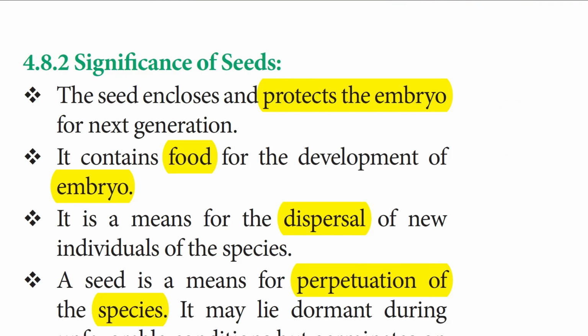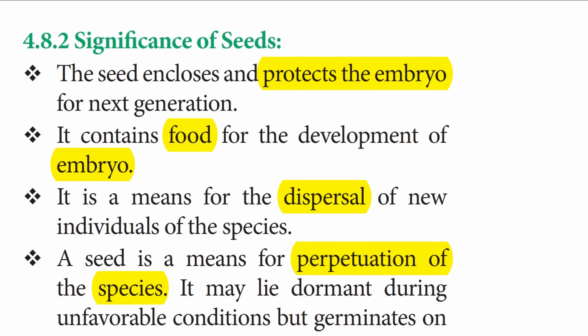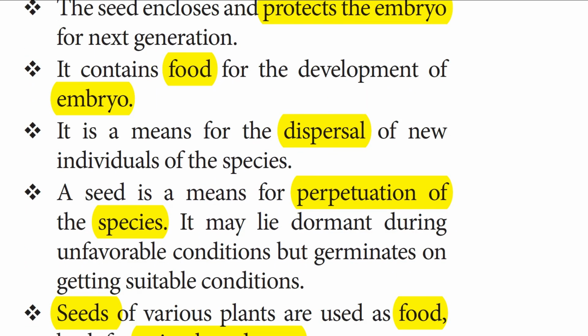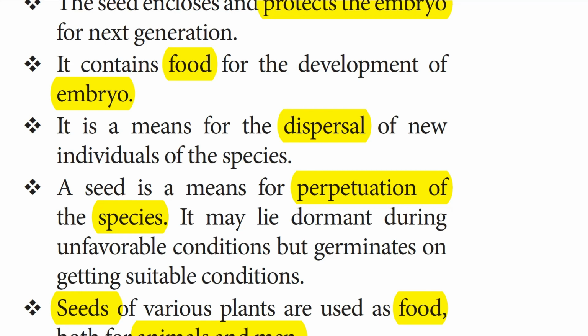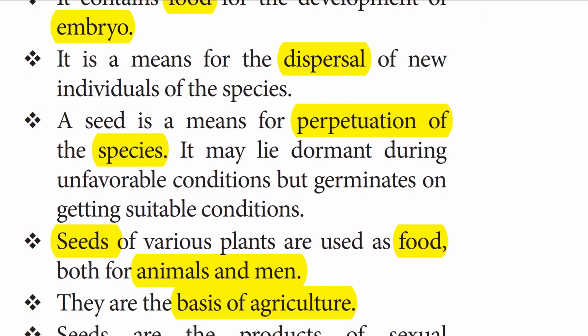Now let us see the significance of seeds. The seeds will enclose the embryo and it will protect the embryo for the next generation. The seeds will contain the food for the developing embryo also. And seeds becomes the means of dispersal for the new individuals. So by means of seeds, the plants are getting dispersed from one place to another. And seeds becomes a means for the perpetuation of the species.